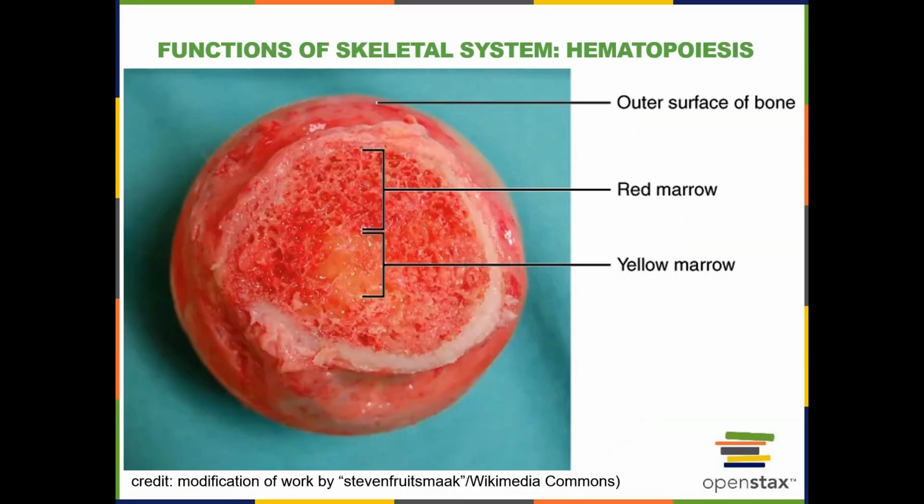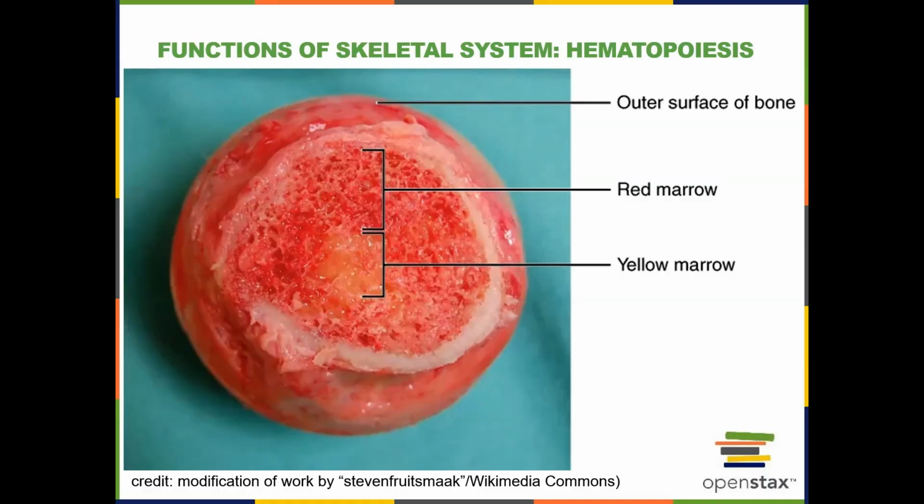Blood cell production is another major function of the skeletal system. Blood cell production is also known as hemopoiesis or hematopoiesis. This occurs in red bone marrow, where there are stem cells called hematopoietic stem cells that can divide and differentiate into all of the different types of blood cells, the erythrocytes, leukocytes, and thrombocytes.